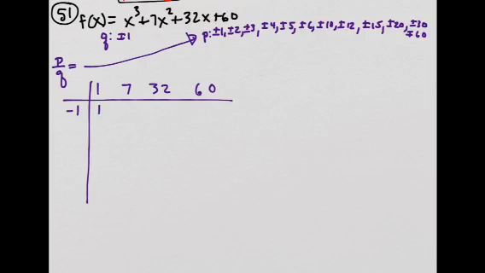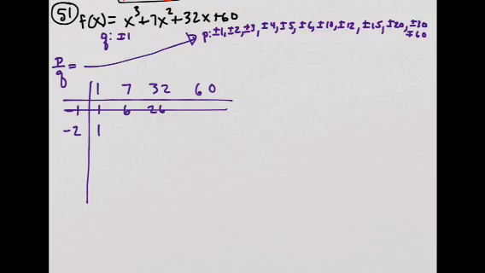Bring down the 1. 1 times negative 1 is negative 1, plus 7 is 6. 6 times negative 1 is negative 6, plus 32 is 26, and again, this is not going to work. Okay, it's not 0. Let me go to the next one, negative 2.